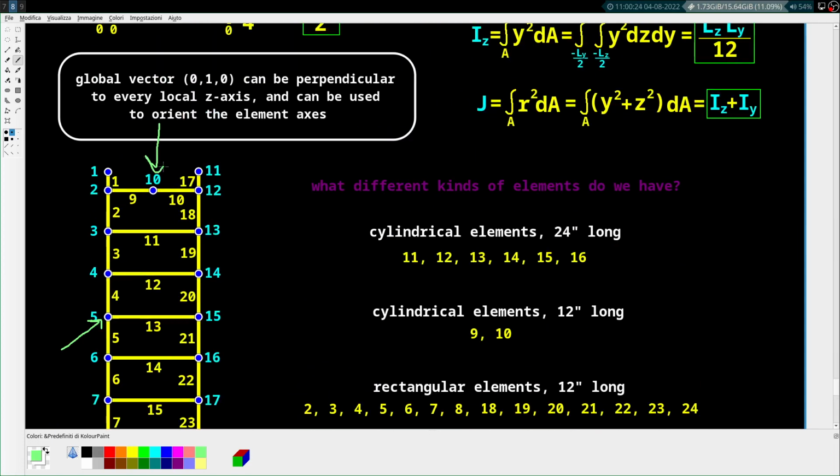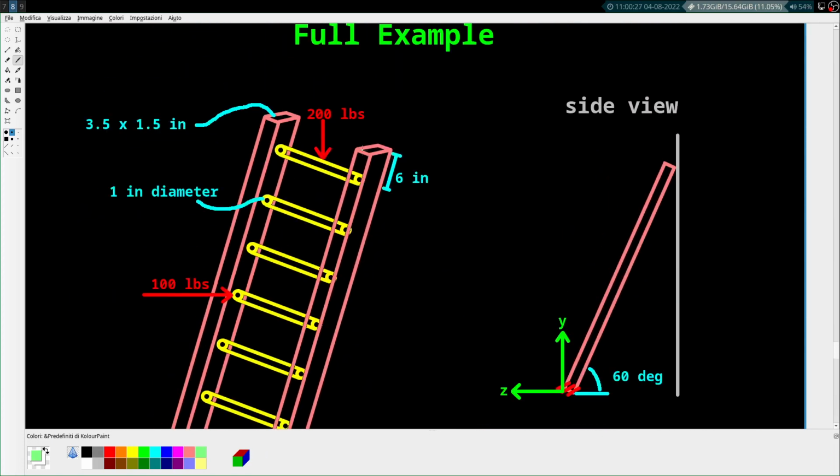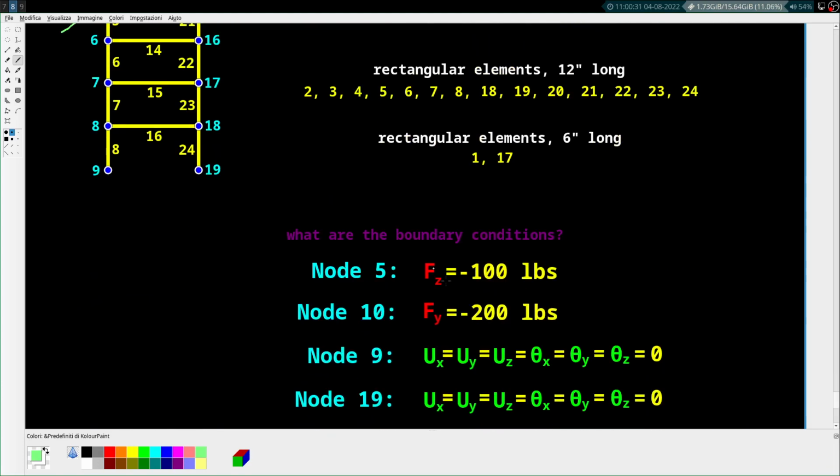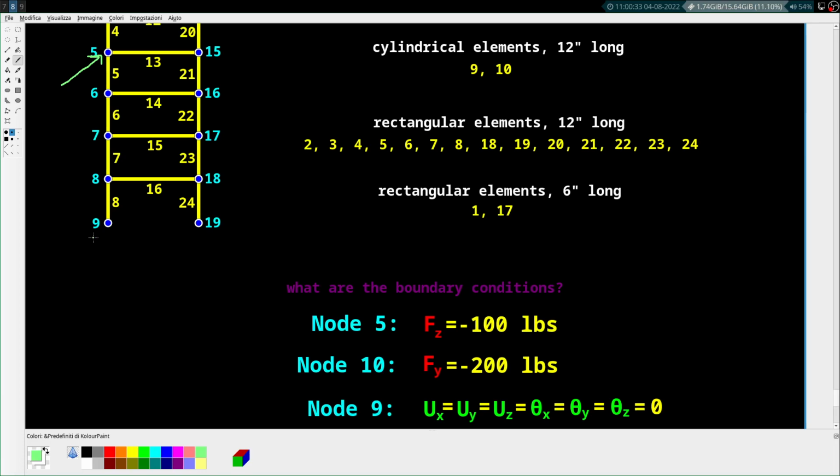That's node 10. That's this way. So 200 pounds downwards, correct? Y is up, so 200 pounds is negative. Then we have at nodes 9 and 19, it's fixed. So these were all fixed, remember?